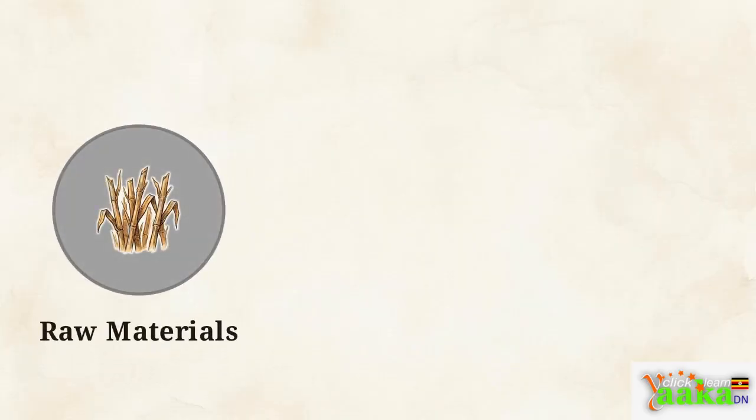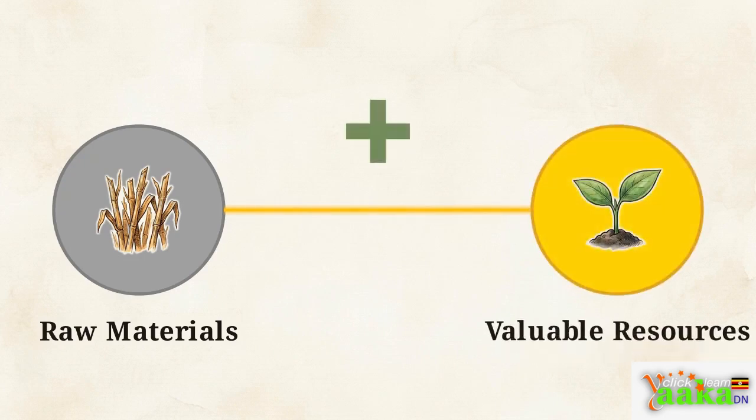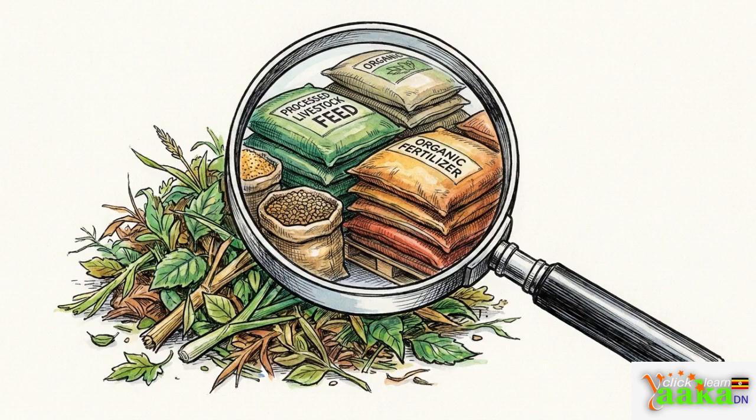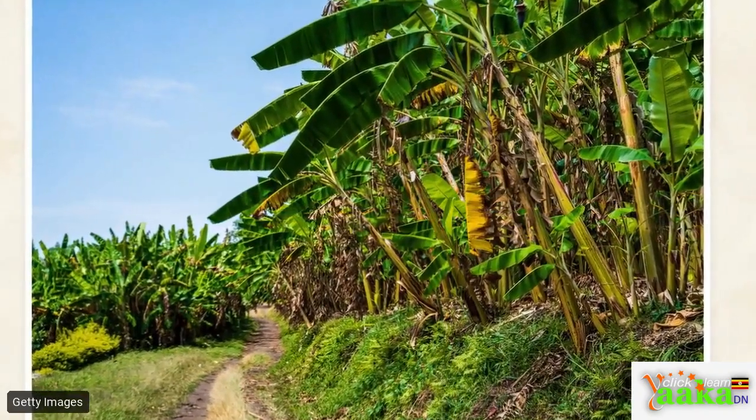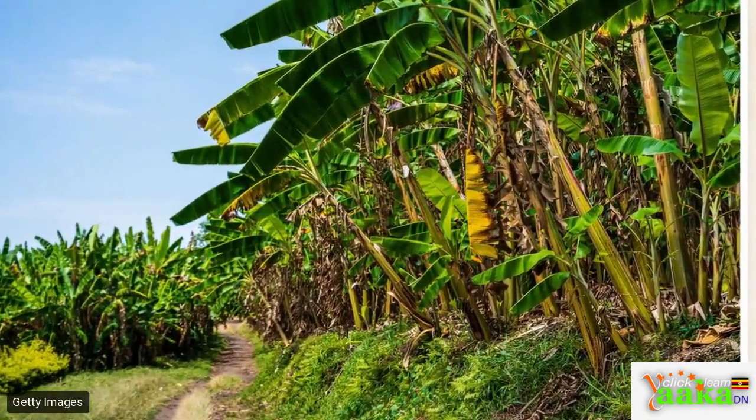We solve this through value addition, the process of taking these raw, discarded materials and converting them into economically valuable resources. In sustainable agriculture, correctly identifying your waste is the first step to discovering hidden revenue streams. Let's start with plant-based residues, looking closely at crops like the banana plant.